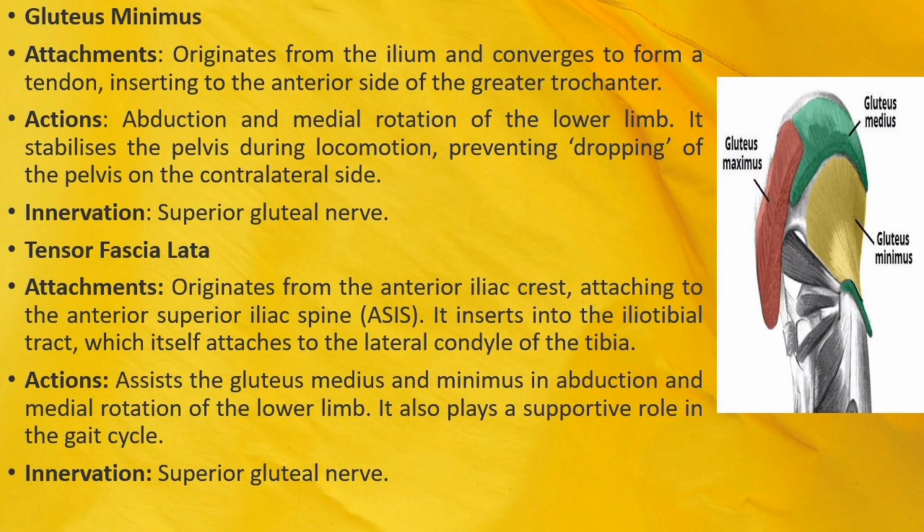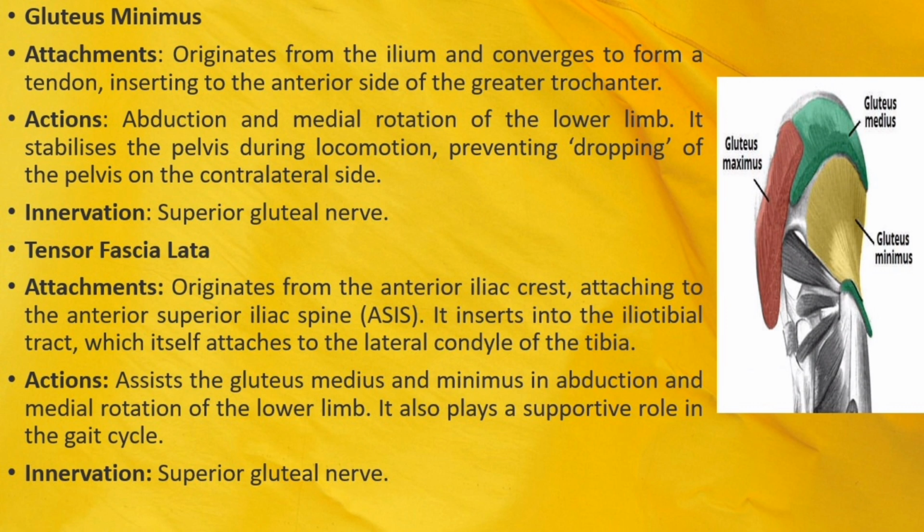Gluteus minimus. The gluteus minimus is the deepest and smallest of the superficial gluteal muscles. It is similar in shape and function to the gluteus medius. Attachments. Originates from the ilium and converges to form a tendon, inserting to the anterior side of the greater trochanter. Actions. Abduction and medial rotation of the lower limb. It stabilizes the pelvis during locomotion, preventing dropping of the pelvis on the contralateral side. Innervation. Superior gluteal nerve.